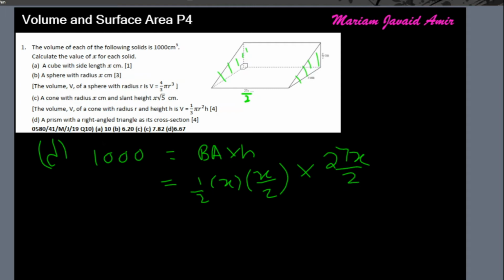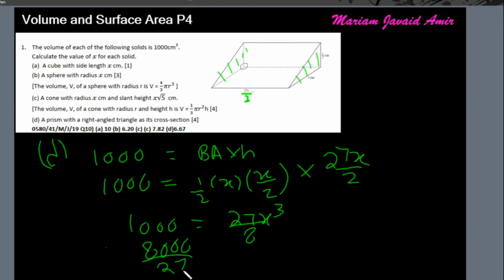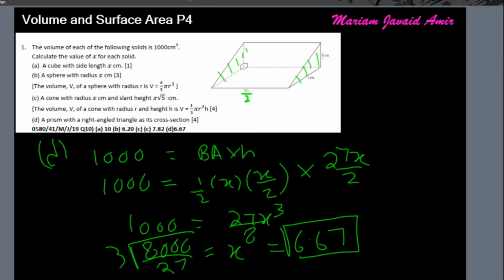Height is the length which connects the two identical looking two-dimensional shapes, which are also the bases of this prism. Alright, so half into base into height times height of the prism, 27x over 2. So this is 1000. So we get 1000 equals 27x cube over 8, then 8000 over 27 cube root, which gives 6.67 rounded off answer, correct to 3 significant figures.